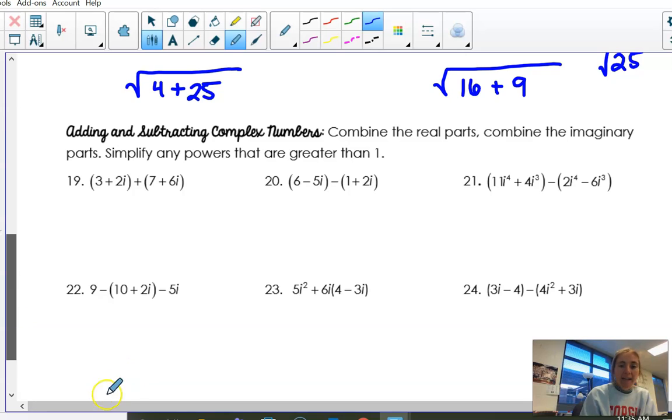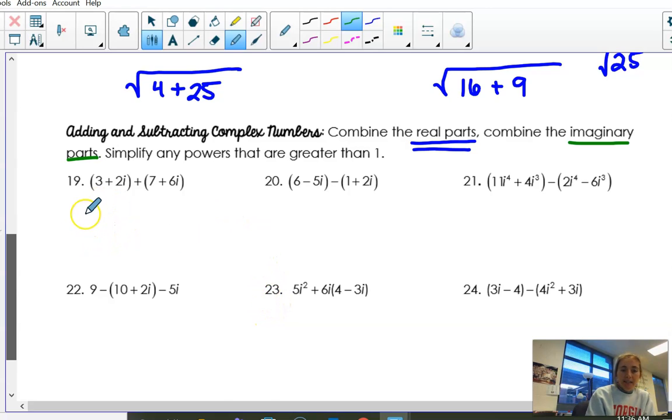Okay, let's look at adding and subtracting complex numbers. To add and subtract complex numbers, it's very similar to adding and subtracting variable expressions. We're going to combine the real parts, so the real parts are like terms with each other, and we're going to combine the imaginary parts. Any powers that are greater than 1 need to be simplified before we say our final answer.